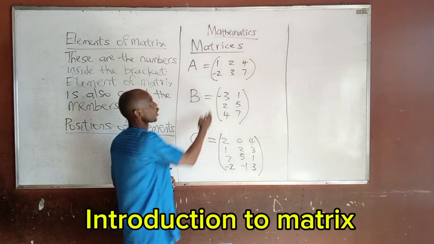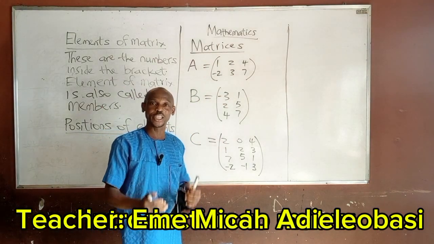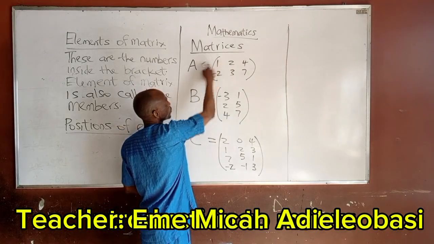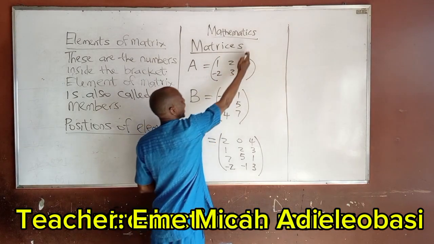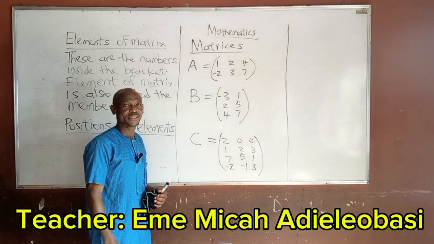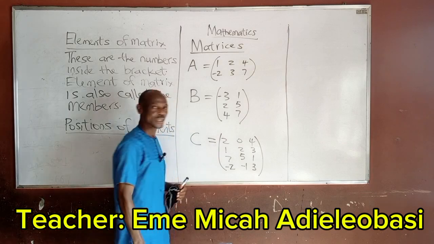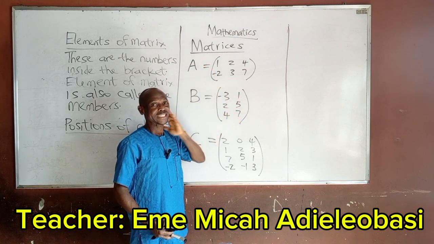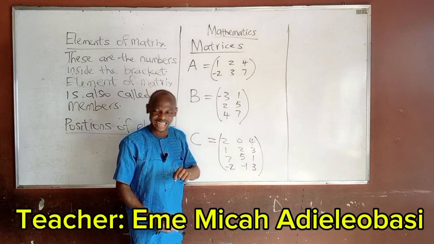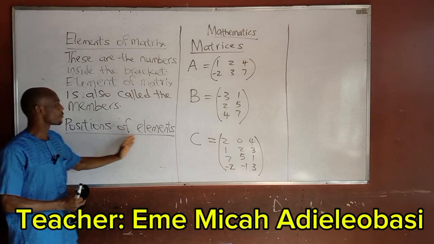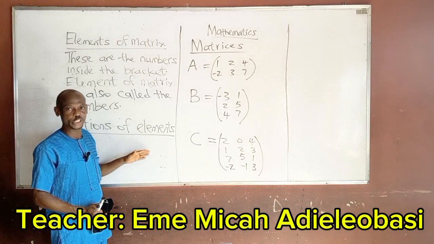Now, the numbers along the vertical line are referred to as a column. In matrix A here, we have the first column, the second column, and the third column. In matrix B, we have the first column and the second column. So it is the row and column positions that are normally used to indicate the position of an element.